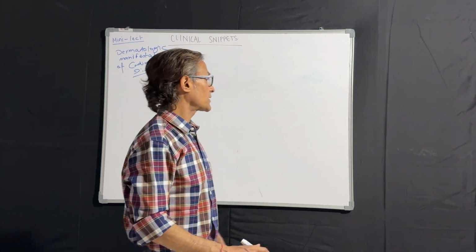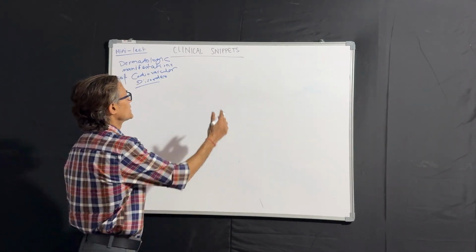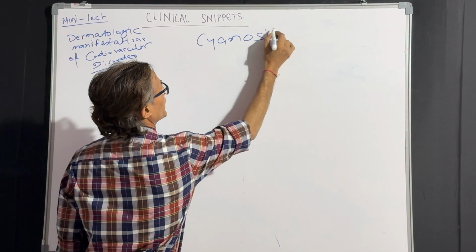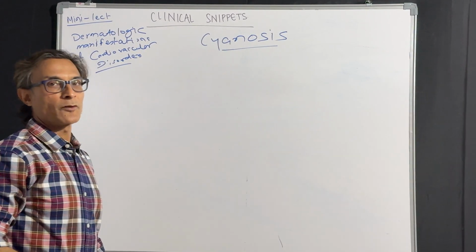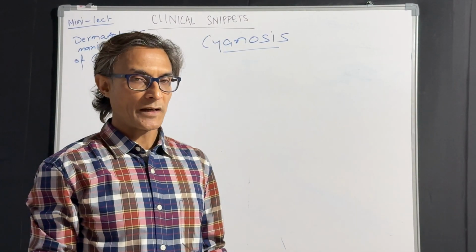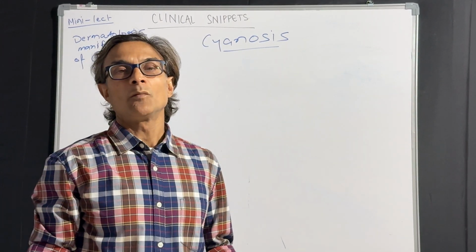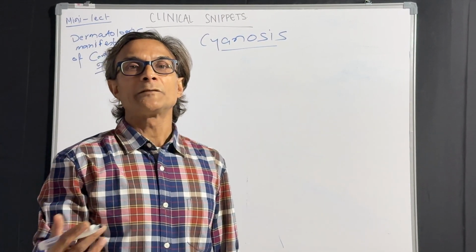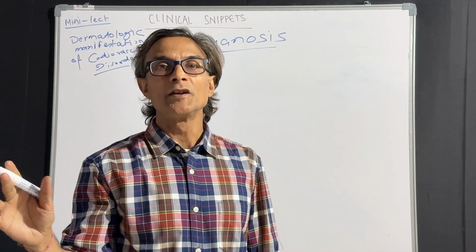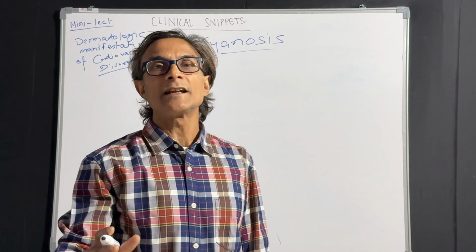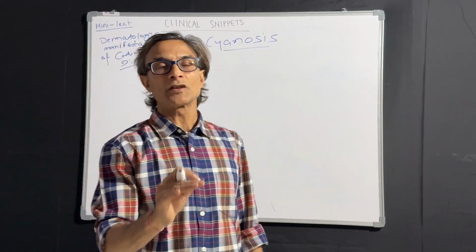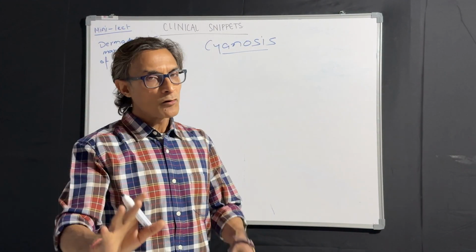The first thing I will start with, everybody knows it, cyanosis. So the first dermatological manifestation will be cyanosis. What is cyanosis? It is presence of reduced hemoglobin more than 5 gram%. If it is present, then the mucous membrane and tongue will appear bluish. So bluish discoloration of the skin and subcutaneous tissue or the mucous membranes due to accumulation of reduced hemoglobin more than 5 gram%. We already know this.